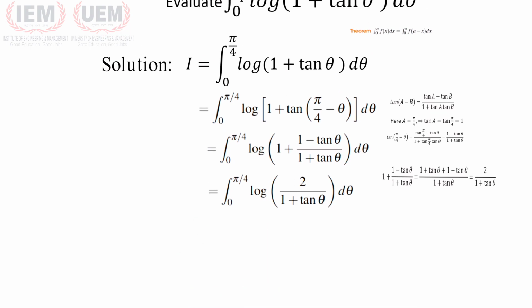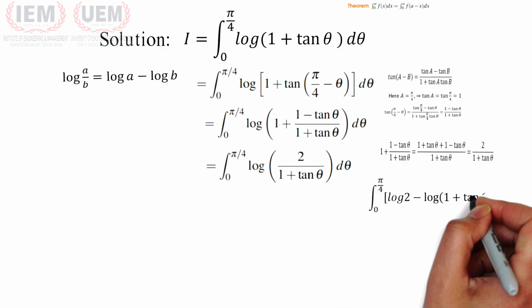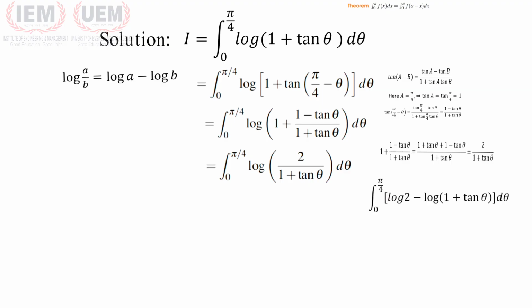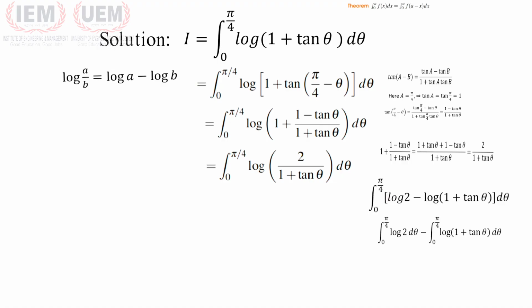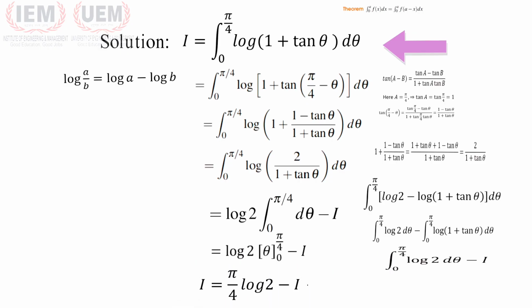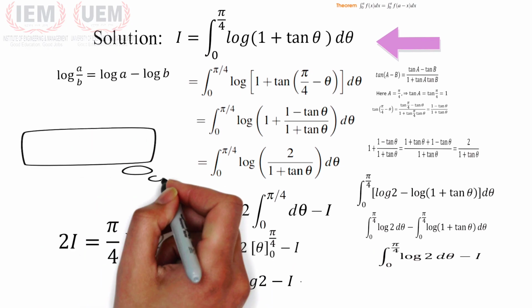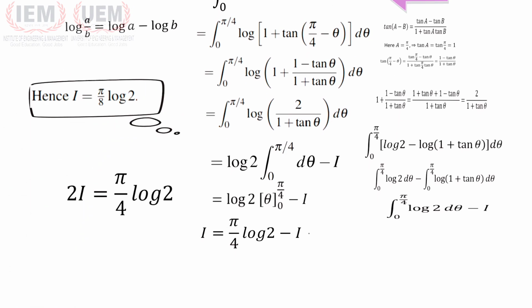Next, we use the logarithmic identity log of a divided by b is equal to the log of a minus the log of b. This allows us to rewrite the integral as the integral from 0 to pi by 4 of the log of 2 minus the log of 1 plus tan theta. That is, log 2 times the integral from 0 to pi by 4 minus the integral that matches the original expression for I. Rearranging the terms gives us 2I is equal to pi by 4 times the log of 2. Therefore, the value of I is pi by 8 times the logarithm of 2.